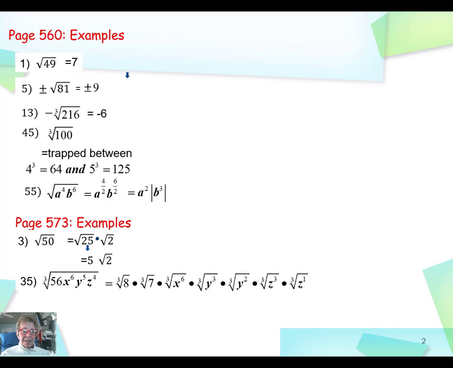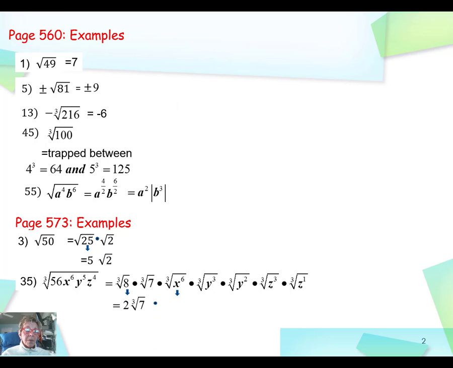I know that 56 is 8 times 7, and 8 is a perfect cube. So I broke that into the cube root of 8 times the cube root of 7, and x to the 6th is a perfect cube. y to the 5th is not, so I broke that down into y to the 3rd and y to the 2nd. And z to the 4th is not a perfect cube, so I broke that down into z to the 3rd power times z to the 1st.